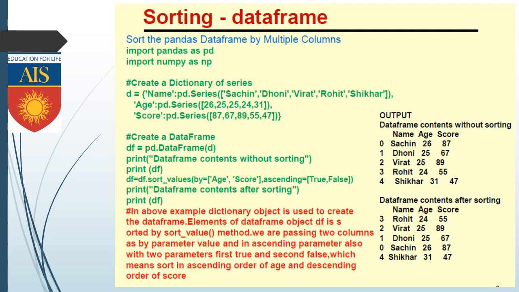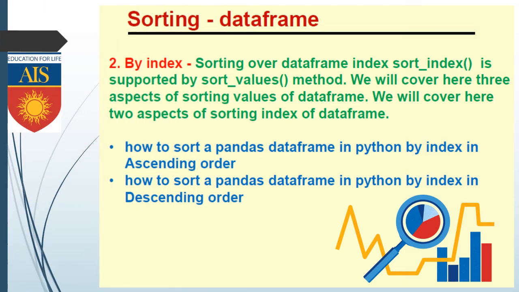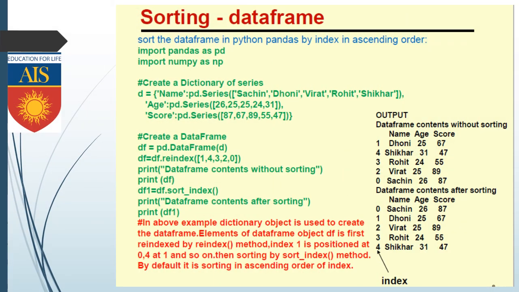Second option is sorting by index. Sorting over the data frame index, sort_index is supported by the sort_values method. We will cover here three aspects of sorting values of a data frame. We will cover here two aspects of sorting the index of a data frame. Now see one by one. How to sort a pandas data frame in Python by index in ascending order, and how to sort a pandas data frame in Python by index in descending order. These are the two most important questions.